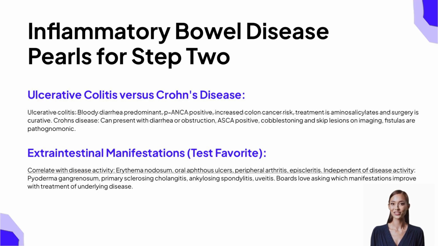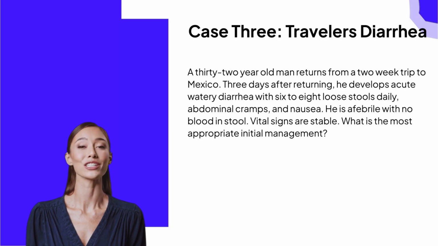Now here is a favorite test question. Which extraintestinal manifestations correlate with disease activity? Erythema nodosum, oral ulcers, peripheral arthritis, and episcleritis improve when you treat the underlying disease, but pyoderma gangrenosum, primary sclerosing cholangitis, ankylosing spondylitis, and uveitis are independent of disease activity. Know this distinction cold.